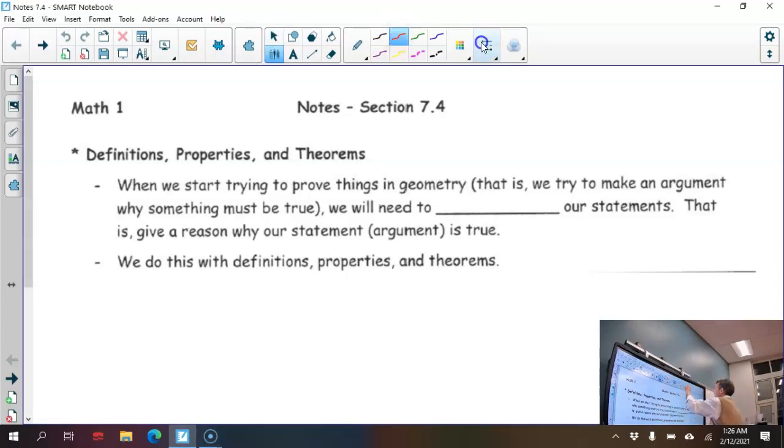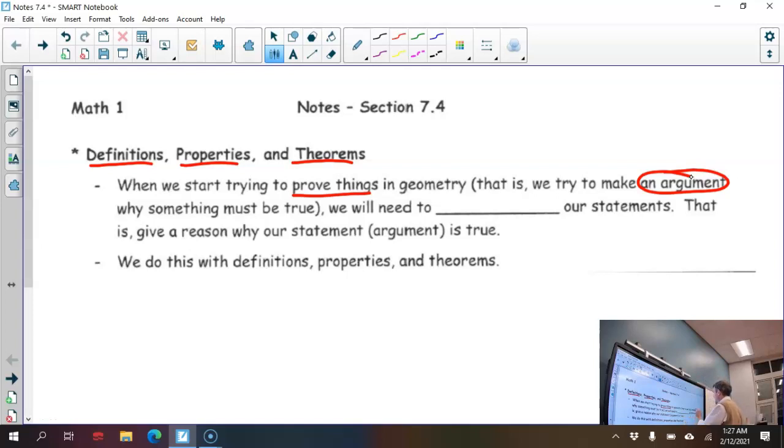You can see here definitions and properties and theorems. What are those? When we start trying to prove things in geometry, we try to make an argument. I really like proofs because it's really just trying to argue that something must be true. It's trying to argue your point.